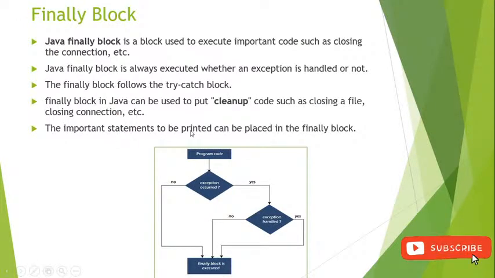An important statement to be printed can be placed in the finally block. If you want to print some important statement, whether the exception is handled or not handled, we will write it inside the finally block. Now we will see it by the flowchart.